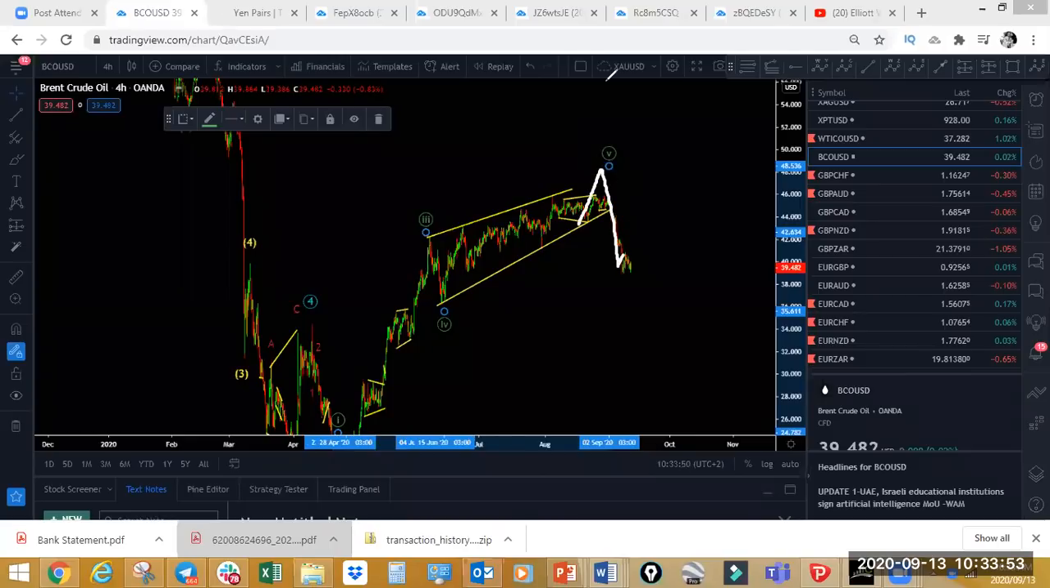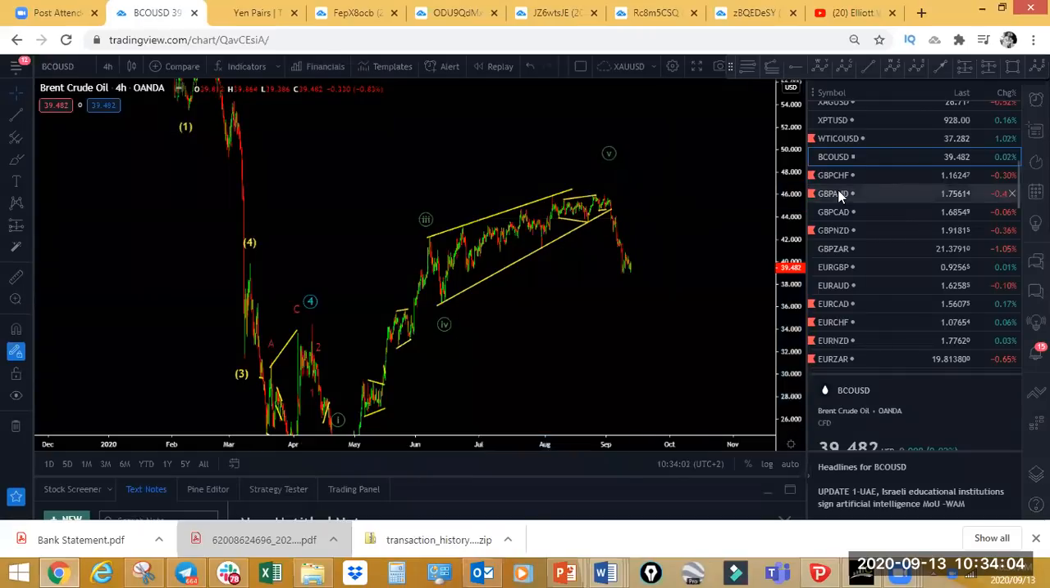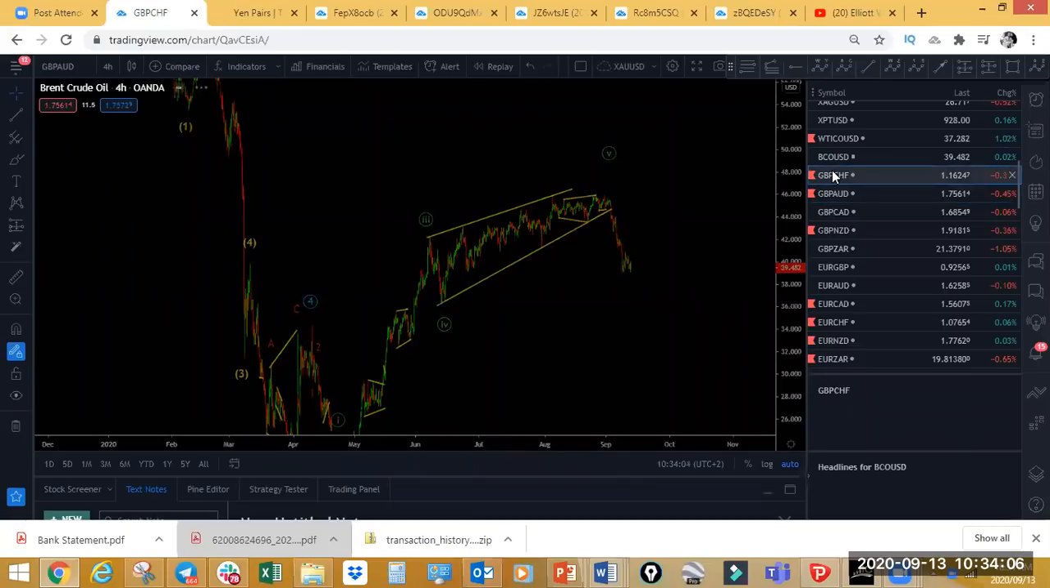So we've got a pulsing move to the downside. Wait for this to give you confirmation or a clear continuation pattern to the downside, at least to the 50 to 61% of the whole move. That is Brent crude. Let's go to the pound pairs.